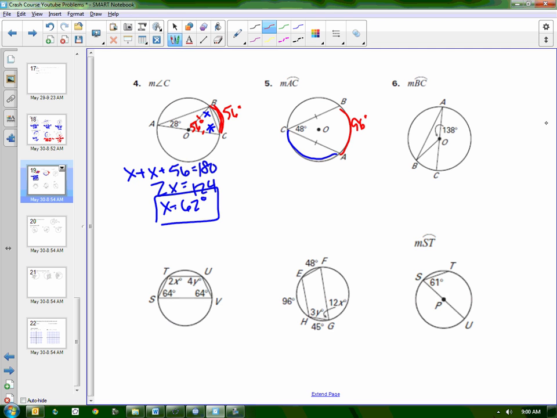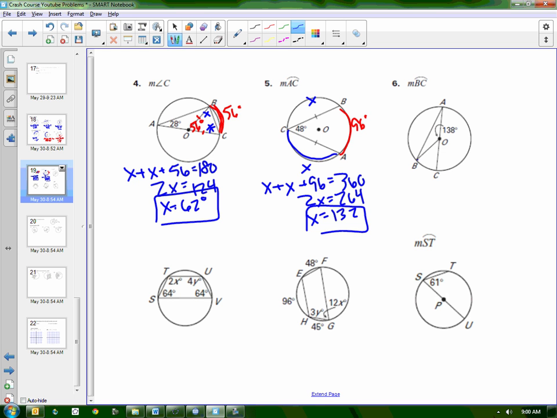So what I'm going to do is call these arcs x, and I'm going to write an equation that says x plus 96 adds up to 360. So 2x is going to be 360 minus 96, which is 264, which means if you divide by 2, you get x is 132. So x is 132 degrees in this one.